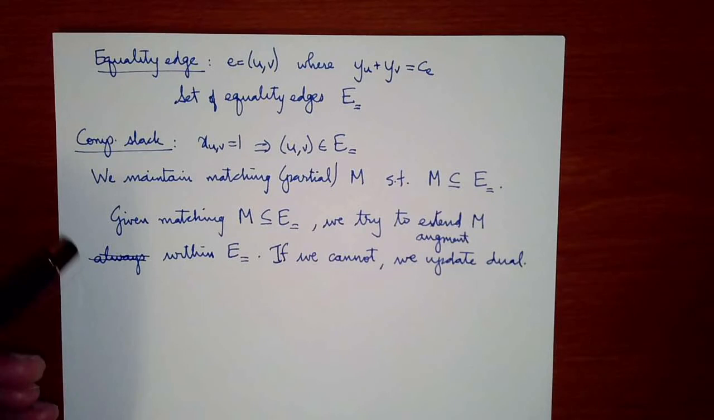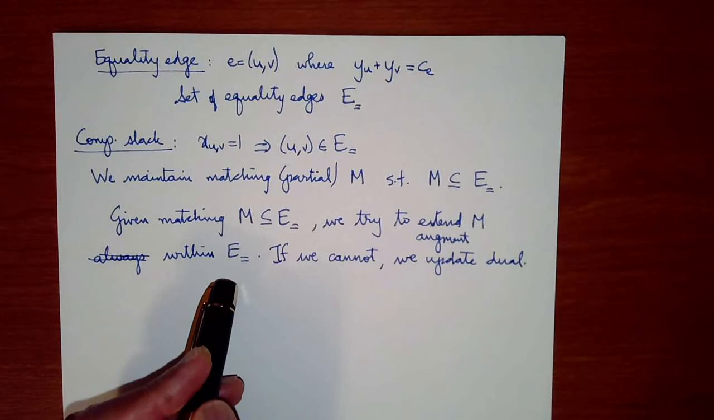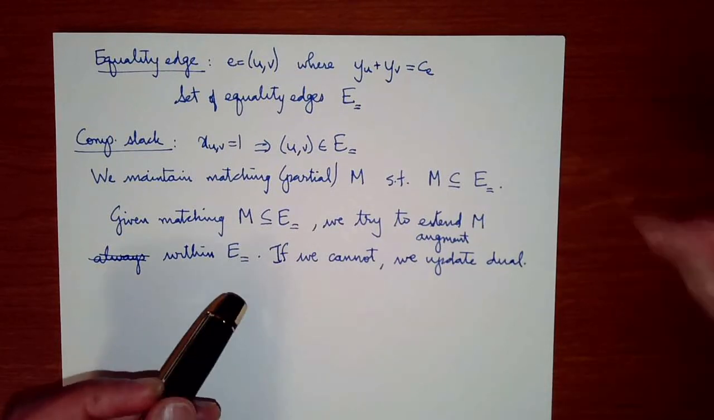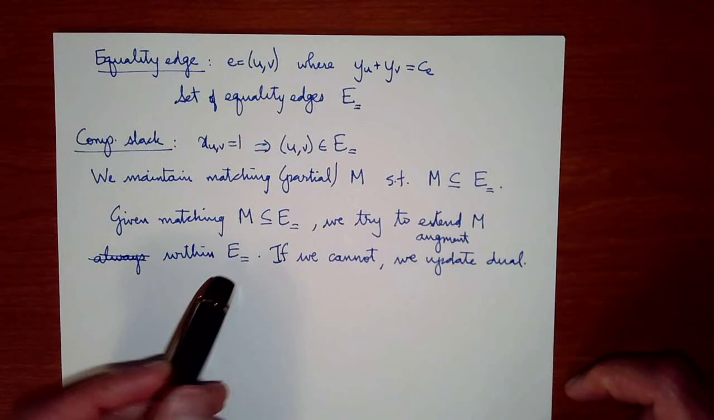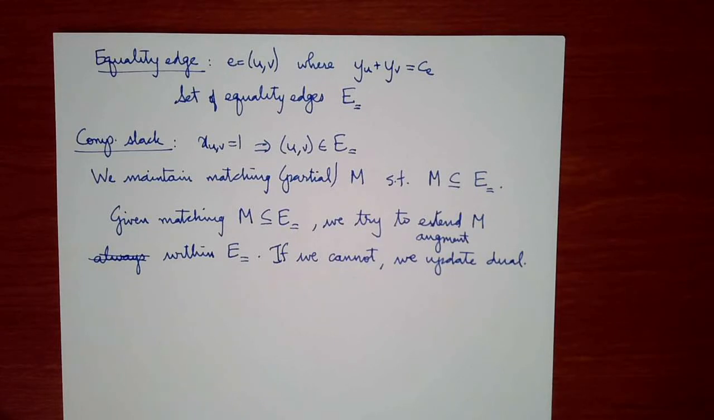We start with a matching, we try to extend the matching within this set of equality edges. If we cannot extend the matching, then we update the dual, and we keep trying to do this. What we want to show is that if we run this in the appropriate way, then this process will terminate in polynomial time. Any questions about this? So I'll pause here.